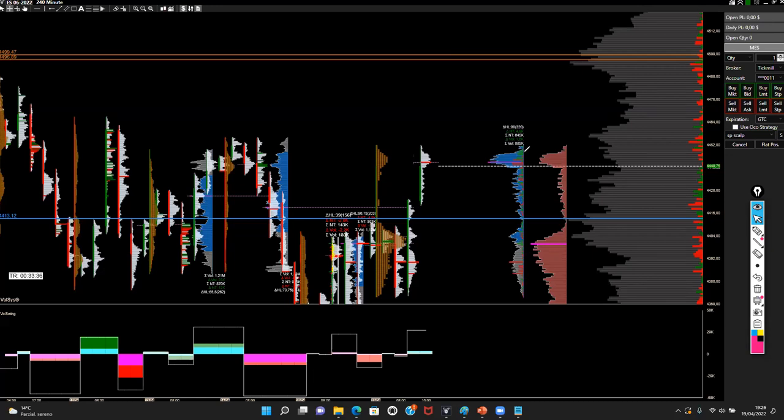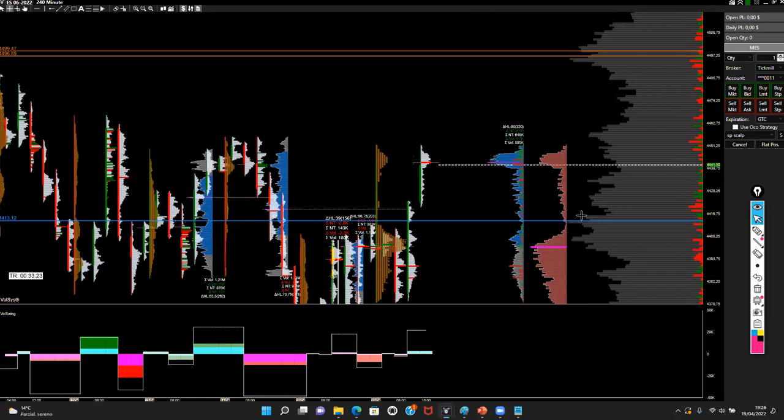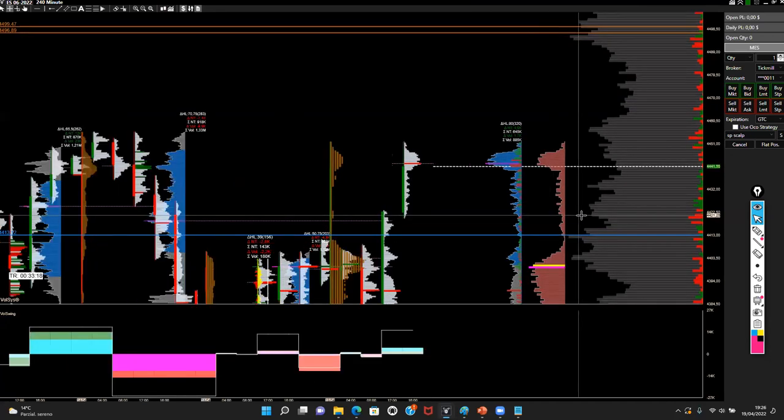Because if we want to validate scenarios got by the volume profile, we need two things basically. We need the price action to confirm that the scenario we have thought of is really happening, is about to take place. And then we need an order flow tool, something that we will open right at the moment when our scenario is about to happen, and we will use it to validate our scenario.